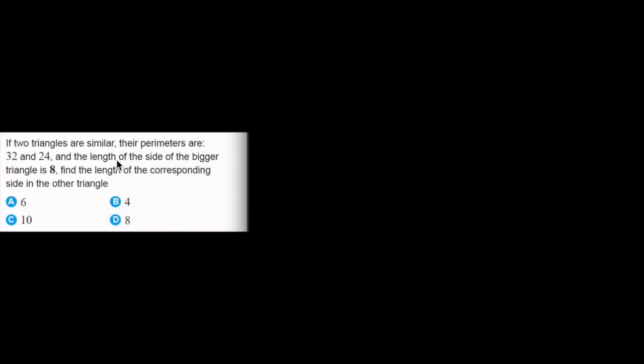Two similar triangles have perimeters 32 and 24, and the length of the side of the bigger triangle is 8. Find the length of the corresponding side in the other triangle. As you know, if you have two similar triangles, all the corresponding sides of both triangles are proportional, and also the perimeters are proportional. So we can write the perimeter of the first triangle, which is 32, over the second one, which is 24. This is equal to the given side 8 over the corresponding one, which is x.